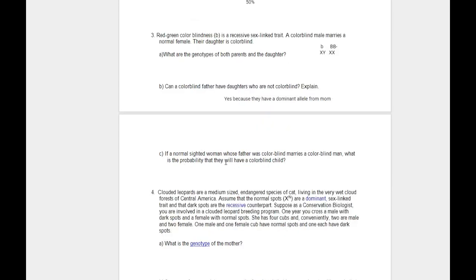If a normal sighted woman whose father was colorblind marries a colorblind man, what is the probability they will have a colorblind child? All right, we just got to take one step at a time. A normal sighted woman. So we're going to put her 2 X's here. And we're going to put the XY over here. All right, we'll do it just like we did up in here. I guess that's the way I can do it, Mario. I'm just typing them above like that. All right, and I'm doing this above the problem. So a normal sighted woman.